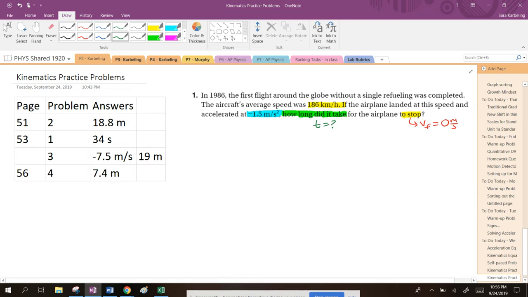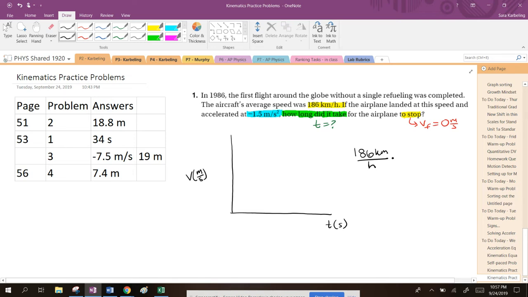Okay, so looking at this problem, I think we're good to go. We just need to do some graphing. For the graphical approach, we're going to do velocity on the y-axis, as we have been doing, and time on the x-axis. Every time we do velocity, we always write it in meters per second, and acceleration is in meters per second squared. I don't know if any alarm bells went off in your head when I was reading, but this does say 186 kilometers per hour. Remember, I told you that we're not going to have any of these on the test, but it's a good skill to have. So we are going to do the conversion here.